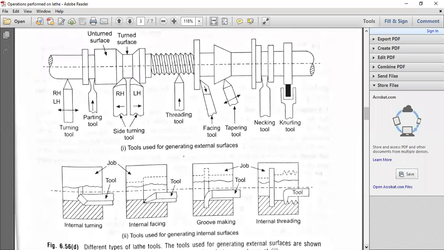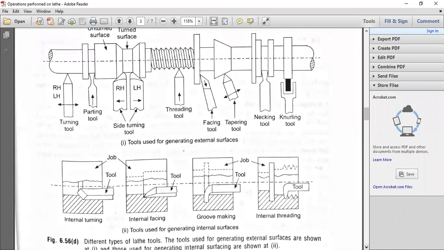So what are the tools for generating the internal surfaces? That is also there. External grooves are there, internal grooves are there. Suppose you want an internal turning operation, you use a tool for internal turning. You design a tool in the tool room as per the specifications on the diagram, and this is the internal turning operation for the internal surfaces. You can make an internal facing tool also in the tool room. External turning, internal turning, external facing, internal facing, external grooving, internal grooving.